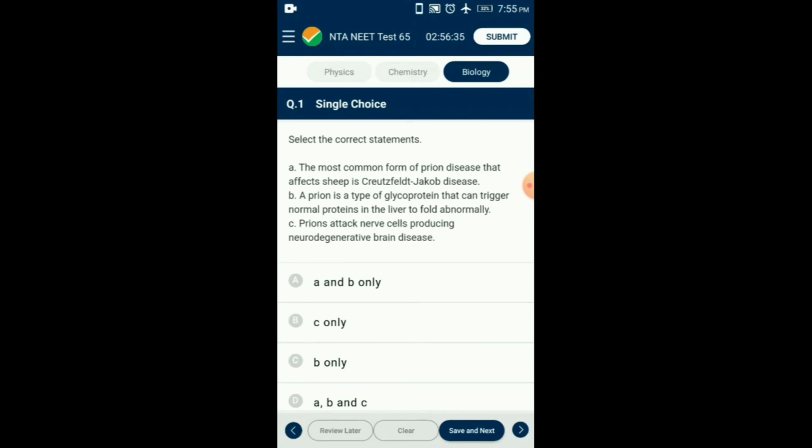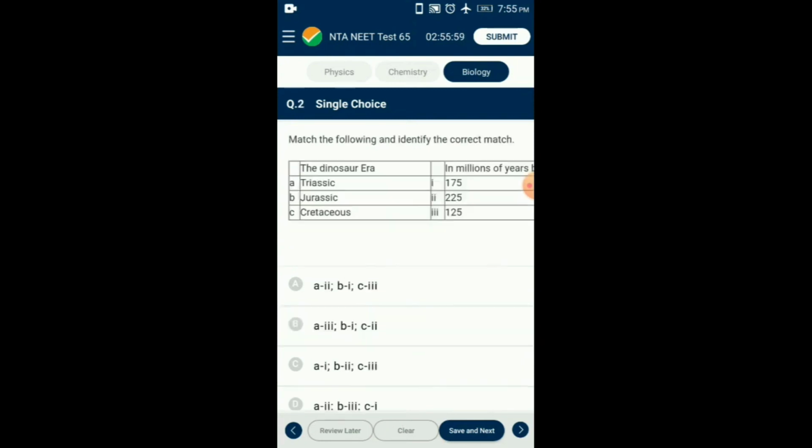The most common form of prion disease that affects humans is Creutzfeldt-Jakob disease, where the prions attack nerve cells and produce the neurodegenerative brain disease. So the answer for this question is option B. From the given 3 statements, only C is correctly given.